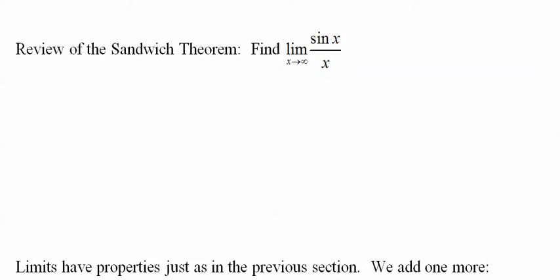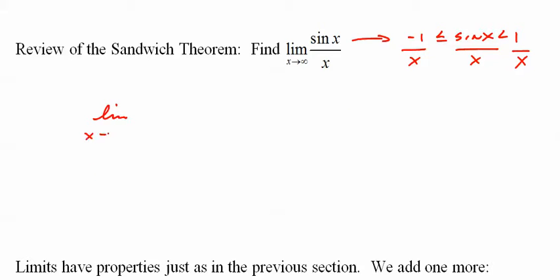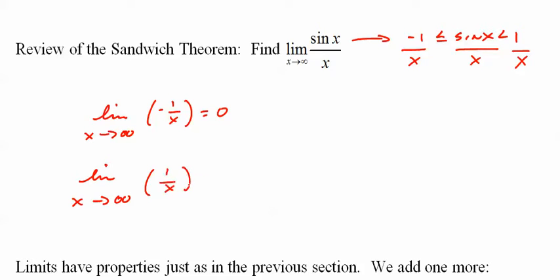Here's another proof of the limit of sine of x over x using the sandwich theorem. We know that sine of x varies between -1 and 1. So we can take each term and divide by x. And then we can look at this and say, well, the limit as we approach infinity for -1 over x is 0, and the limit as we approach infinity for 1 over x is 0.